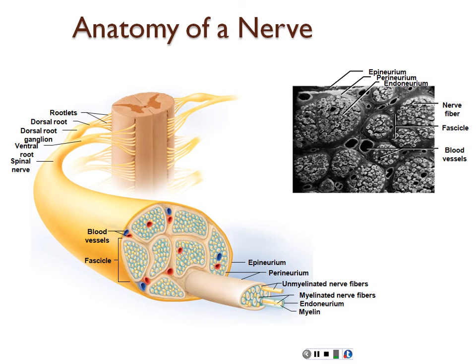The perineurium covers smaller fascicles. Inside the nerve you have other smaller bundles of axons, which are called fascicles, and those fascicles are covered by perineurium. And then each axon is covered by endoneurium. So that covers the axon in the myelin sheath.